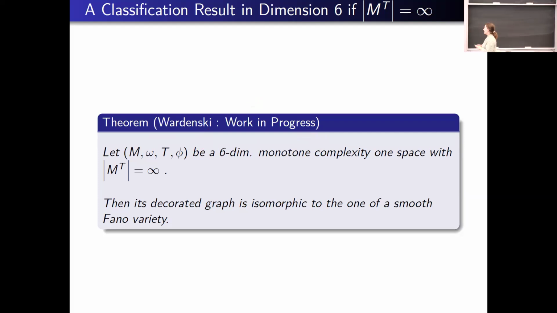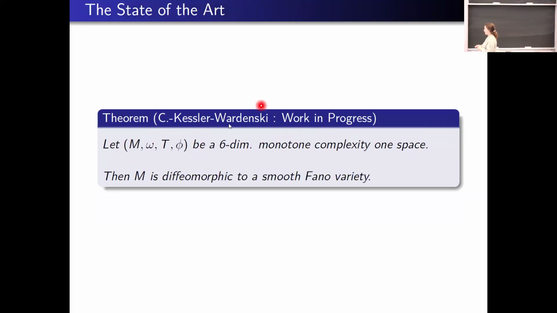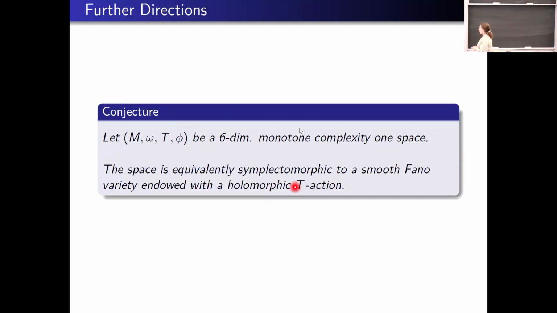And so, therefore, we obtain the following theorem, namely that whenever you have a monotone complexity 1 space of dimension 6, then we have that the underlying manifold is diffeomorphic to a smooth Fano variety. And we have the following conjecture, namely whenever we have a monotone complexity 1 space of dimension 6, we are assuming that this space is equivariantly symplectomorphic to a smooth Fano variety endowed with a holomorphic T action.